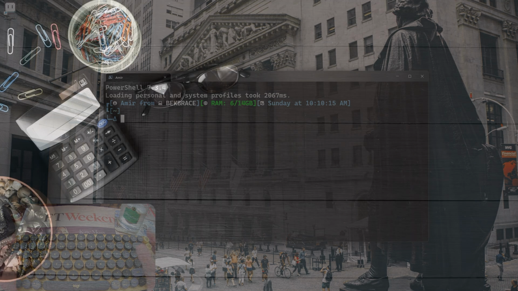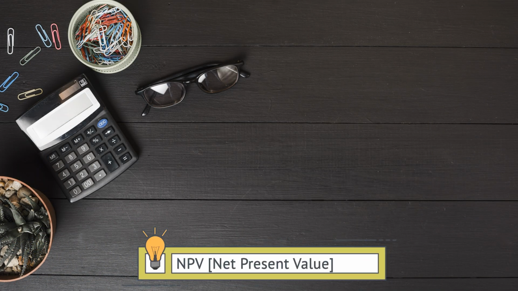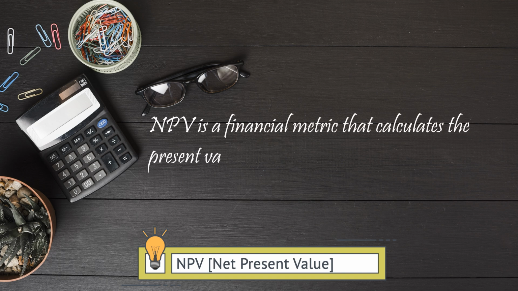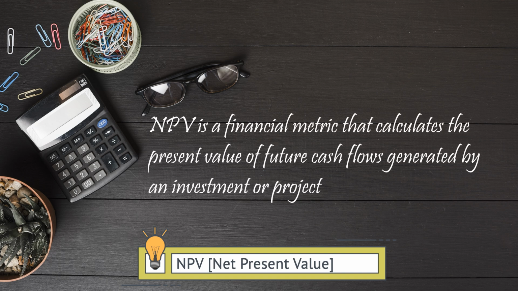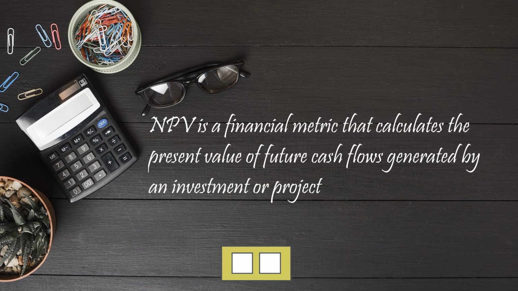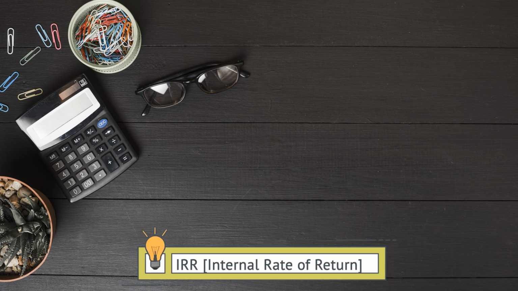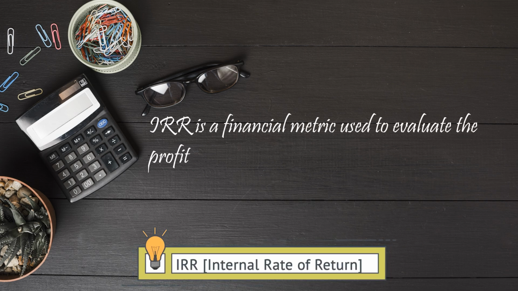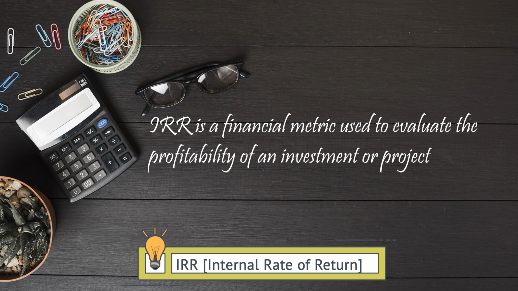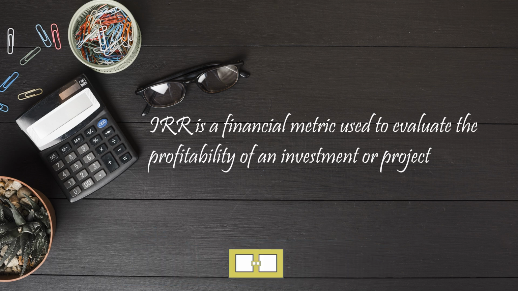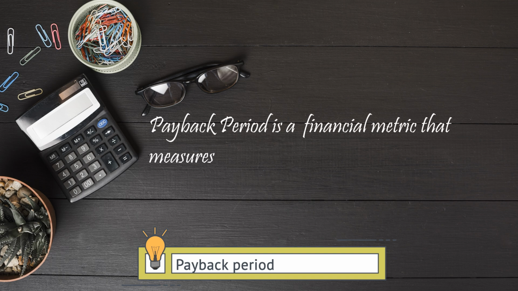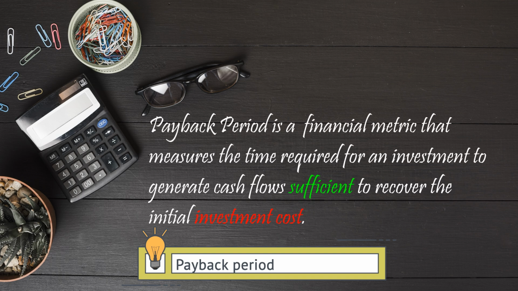The first financial term we have here is NPV, or net present value. NPV is a financial metric that calculates the present value of future cash flows generated by an investment or a project. Number 2, IRR, or internal rate of return. The IRR is a financial metric used to evaluate the profitability of an investment or project. Number 3, payback period. And the payback period is a simple financial metric that measures the time required for an investment to generate cash flows sufficient to recover the initial investment cost.